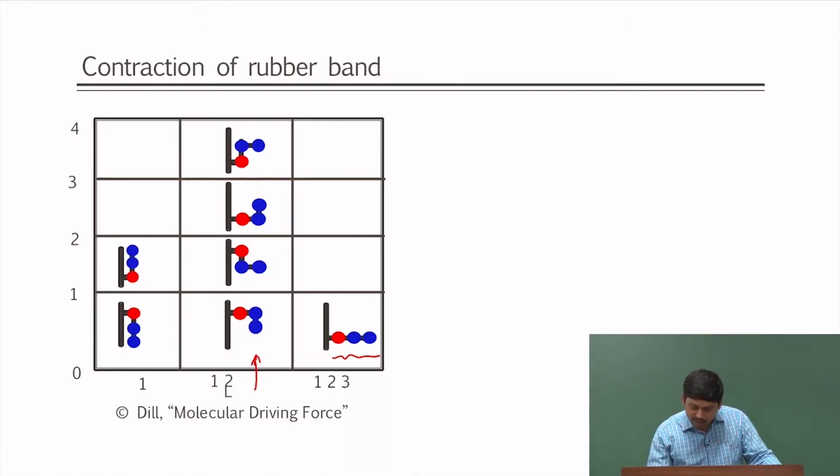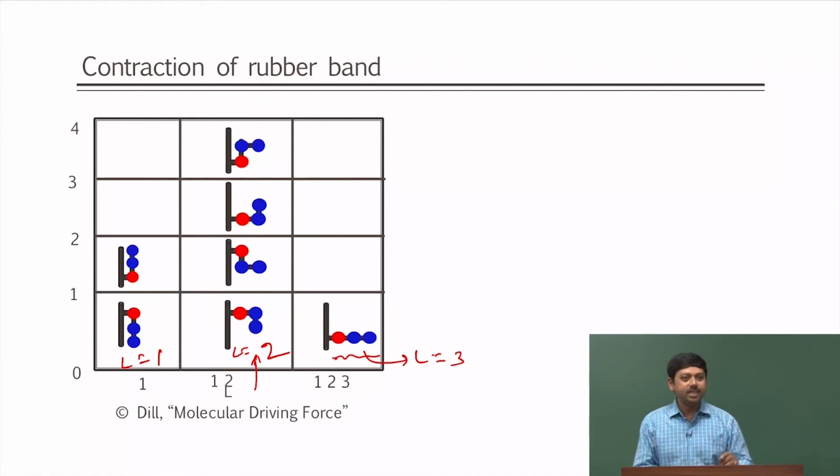Here the length L is 3, you can see that, here L is 2, and here L is 1. Length is measured by how many monomers away it is from the wall. Now, here you see there are 4 possible ways to orient them when the length is intermediate. Now, if you want to shrink it, it will again reduce the number of possibilities.